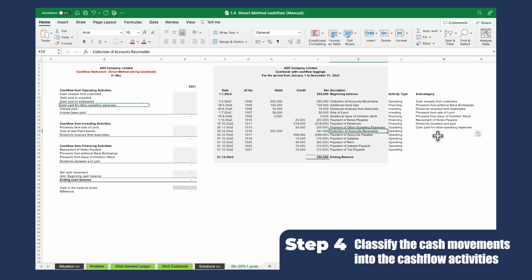For the collection of accounts receivable, we can still use the cash receipts from customers. Payment of accounts payable normally can be classified as cash paid to suppliers. For the payment of salaries, we can get cash paid to employees.